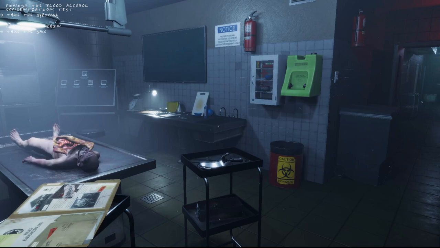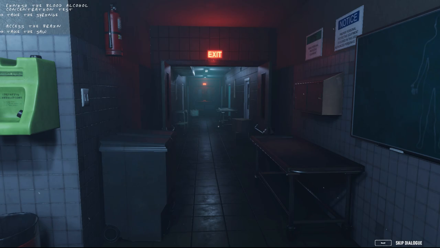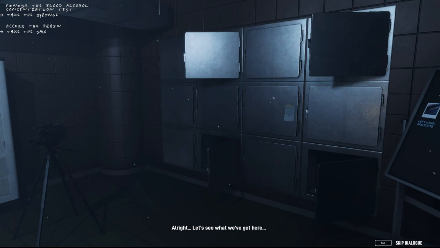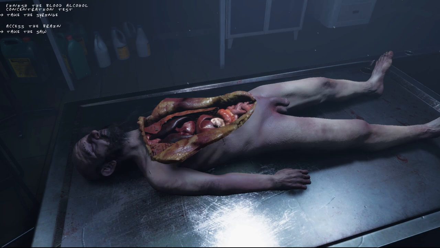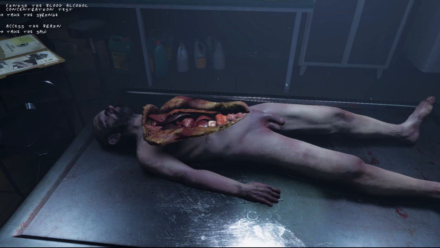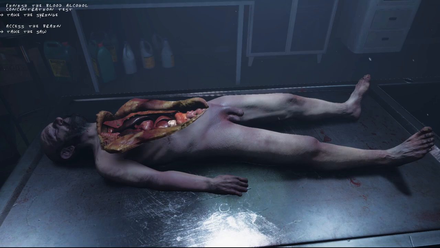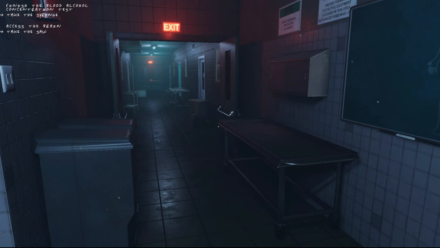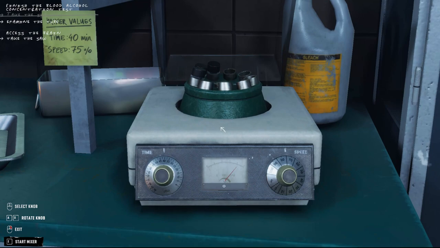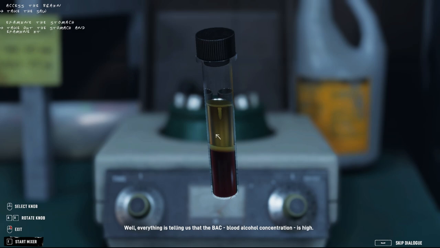Where were we? Oh yeah, the blood alcohol concentration. All right, let's see what we've got here. Well, everything is telling us that the BAC, blood alcohol concentration, is high, hence the smell we're getting. Still, unfortunately.